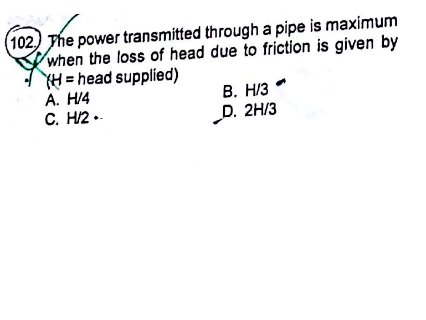The power transmitted through a pipe is maximum when the loss of head due to friction is given by, H, capital H is head supplied. Power transmission through a pipe is maximum when head loss due to friction HF is H by 3. This is the condition for maximum power supply.